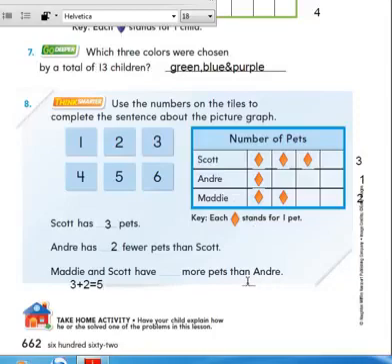What about Andrey? Andrey has only 1, right? So 5 here. So Maddie and Scott have how many more pets than Andrey? 5 is more than 1 by what? Yes, by 4. I can subtract 5 minus 1 to get 4, or we can count from 1 to reach 5, right? Okay, grade 2, thank you for watching. Goodbye.